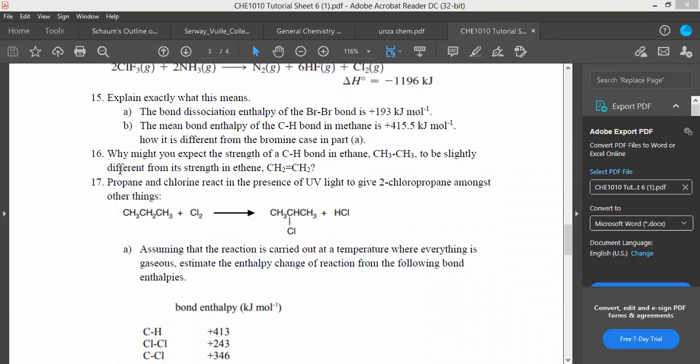Sorry, sir, I have a question. I wasn't clear on the part where you said that the first one was for dissociation and the other one is for bond making. I wasn't clear on that one.